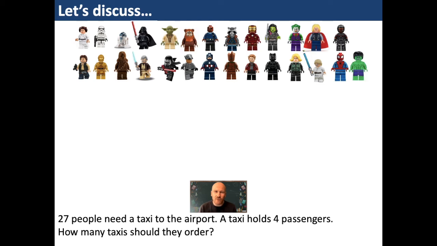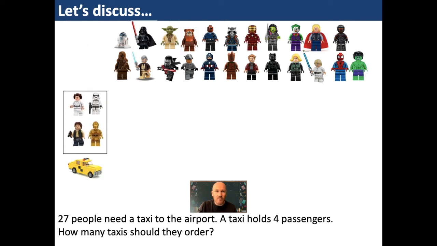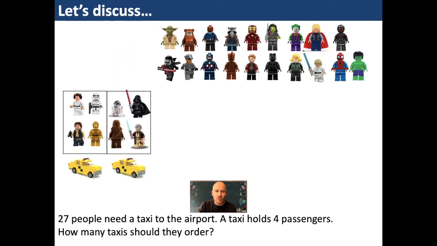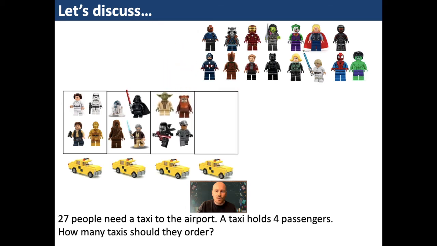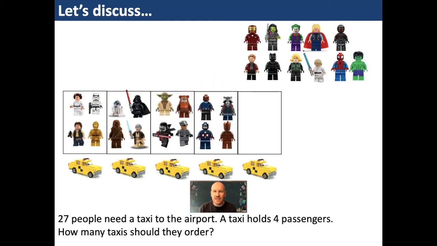So what might I do first? Well, we might order a taxi. How many people can get into that taxi? 4 people can get into the taxi. I've still got 23 people left, so what can we do next? Let's order another taxi and another group of 4 people. And we're going to keep doing that until we're left with those 3 people again.